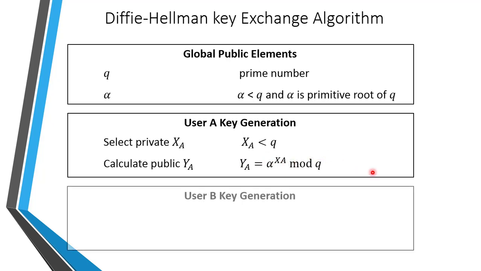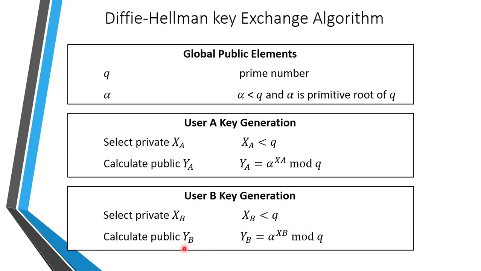In the same way, user B also selects a private number or integer XB which is less than Q, and calculates its public key YB using the formula alpha raised to XB mod Q. So in this way, user A and user B calculate their public keys using their selected private numbers.